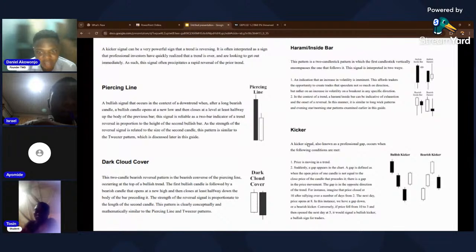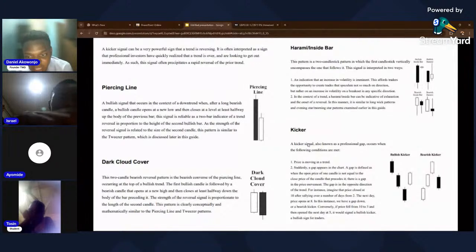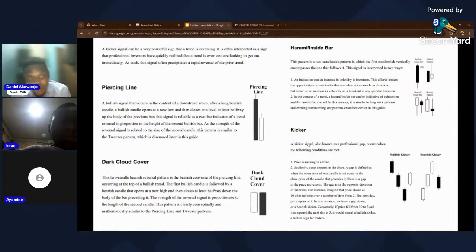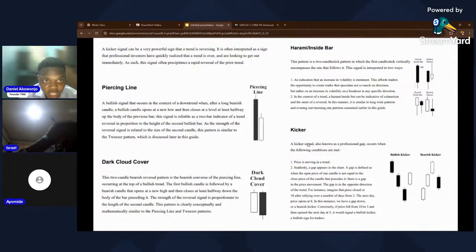You understand? There is a gap in the price movement. This gap is in the opposite direction of the trend. For instance, imagine that price closed at 10 after falling over a number of days from 2. The next day, price opens at 8. In this instance, we have a gap, a bearish kicker. Conversely, if price fell from 10 to 3 and then opened the next day at 5, it would signal a bullish kicker, a bullish signal for traders.